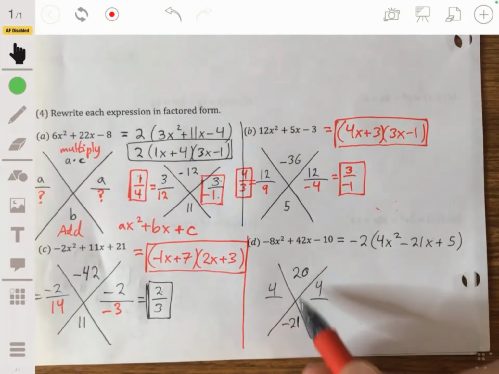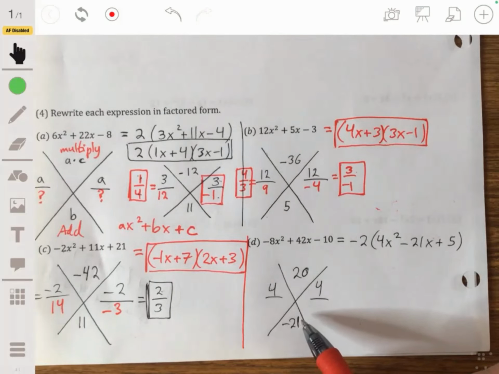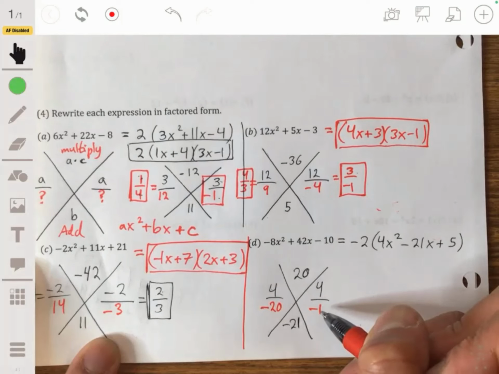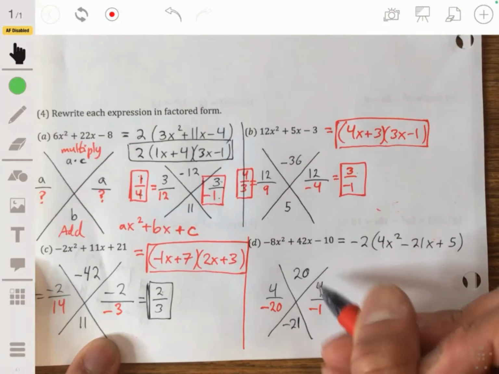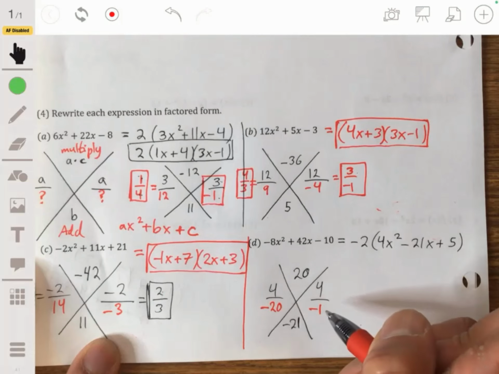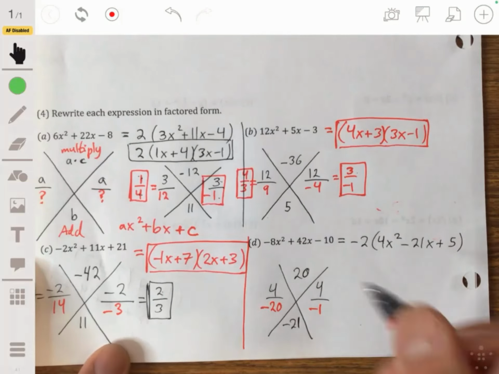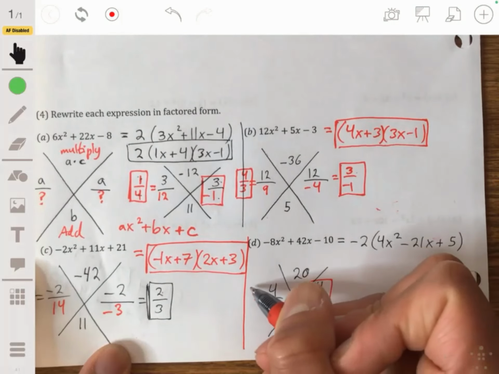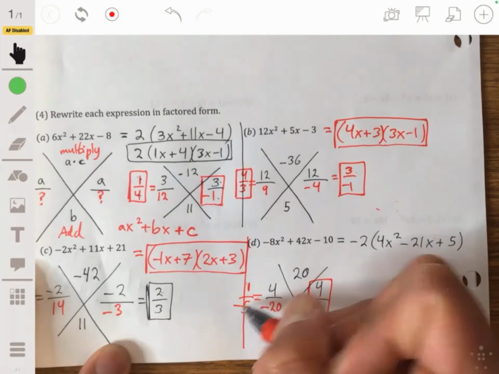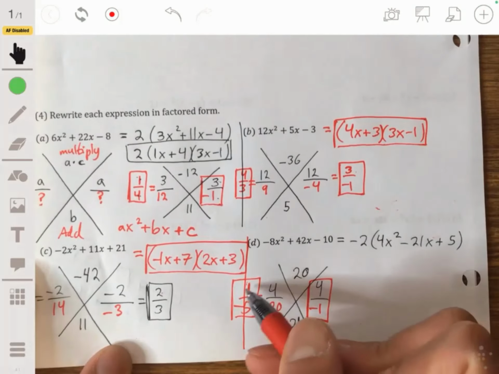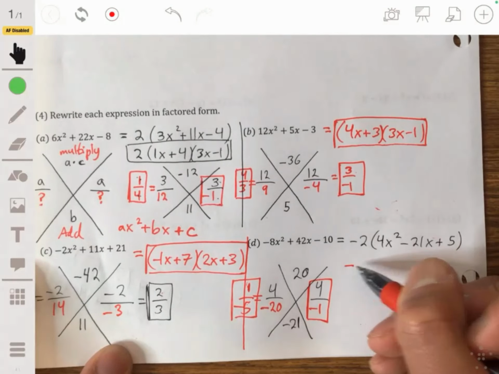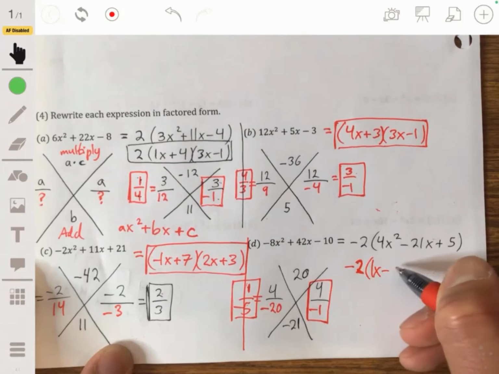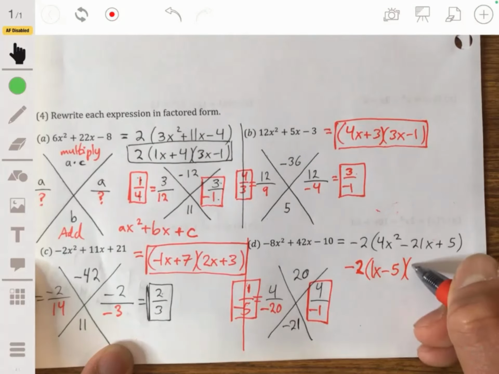Two numbers that multiply to 20 and add to -21. And that would be -20 and -1. Yeah, -20 times -1 is +20. -20 plus -1 is -21. And let's reduce these. This is already reduced. 4 over -20 becomes 1 over -5. And so we're going to use these 4 terms. So we're going to have -2 times 1x minus 5 times 4x minus 1.